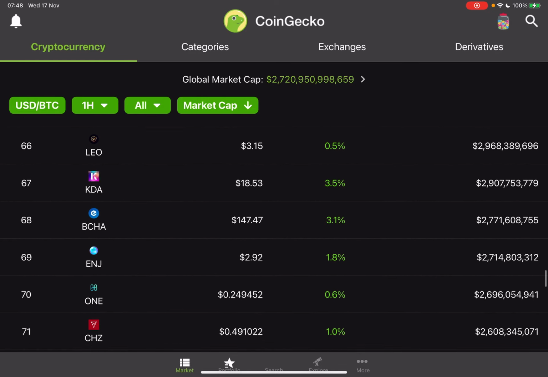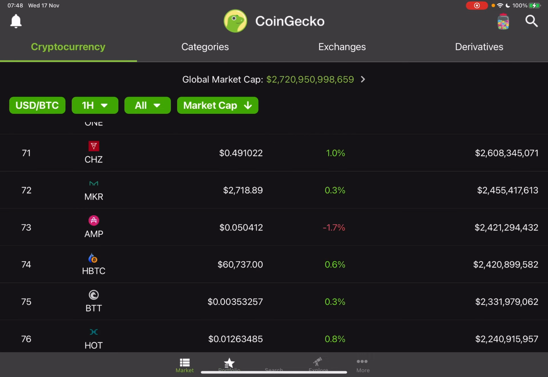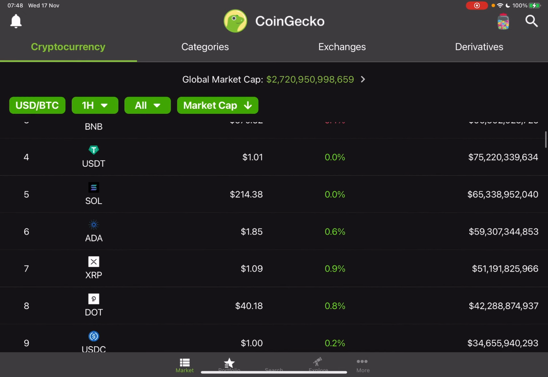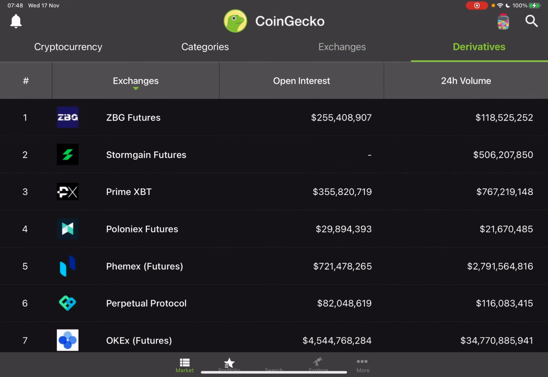So first of all, you should open the CoinGecko app, then go to the Markets, which is in the bottom left corner, and it's going to open up all these market sections. The first one is cryptocurrencies, categories, exchanges, and derivatives.